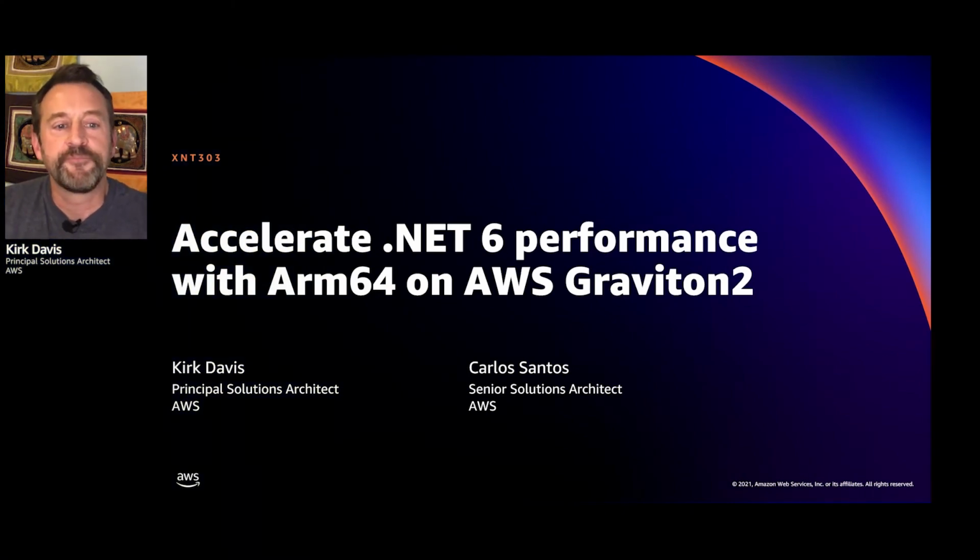Thank you for joining. For this session, we're talking about .NET 6 performance with ARM64 using the AWS Graviton2 processor. My name is Kirk Davis, and I'm a Principal Solutions Architect on the Application Modernization Labs team. And joining me a little later in this video is Carlos Santos. He's a Senior Solutions Architect on one of our Specialized Solutions Architects teams.